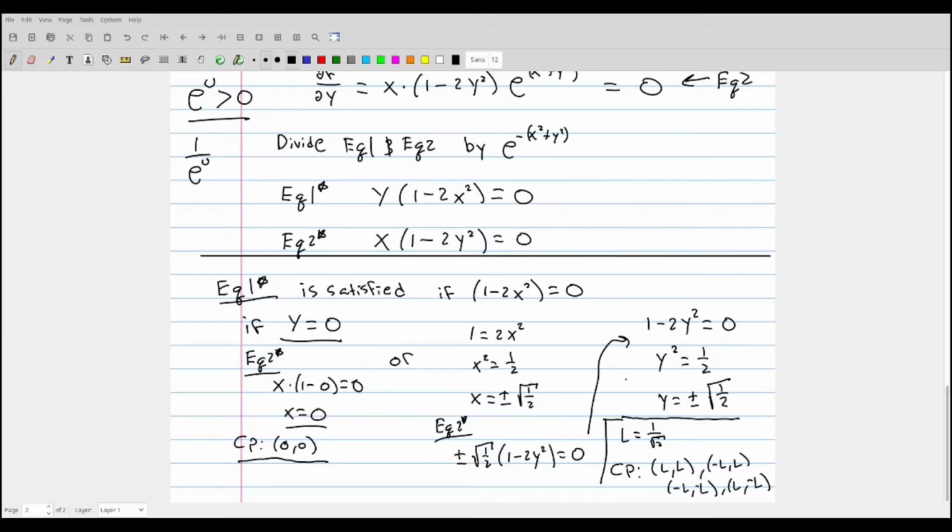Because what we've just shown is that any combination of plus or minus L for x or for y gives us the value of a critical point. So x could be plus or minus L and y could be plus or minus L. Any combination of those two values will guarantee that this is 0 and this is 0, which satisfies our two equations. Therefore, these are the 4 critical points of our function.